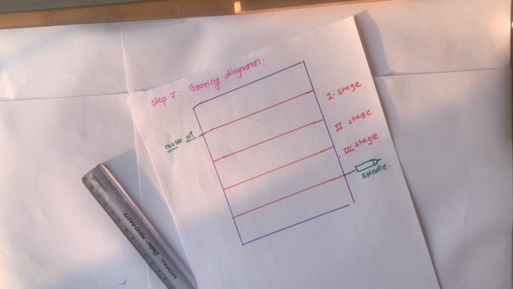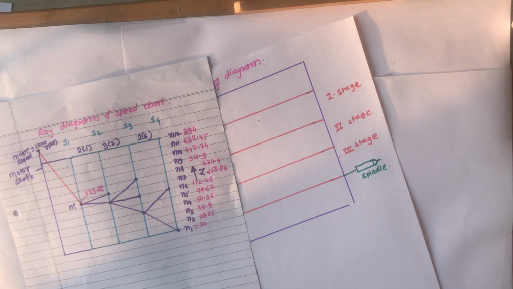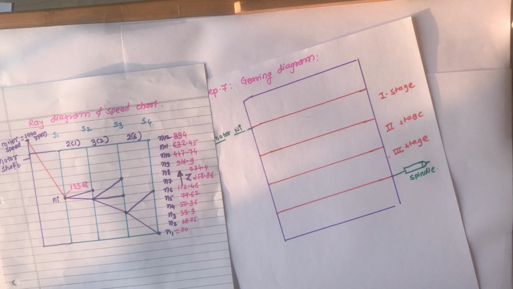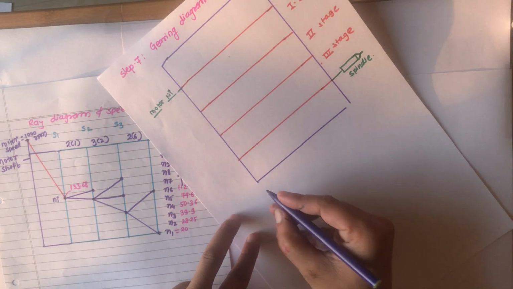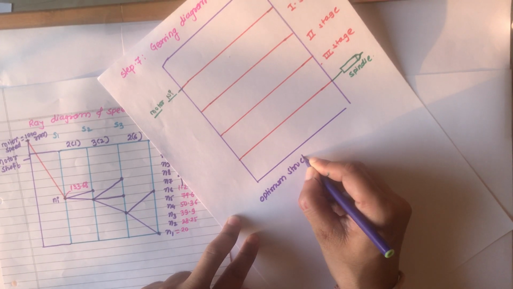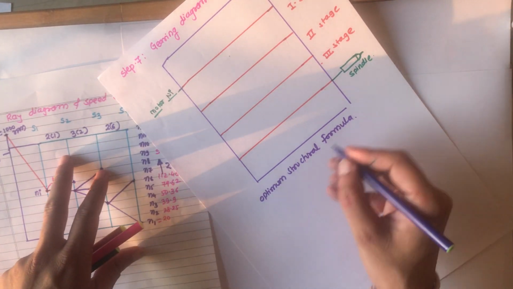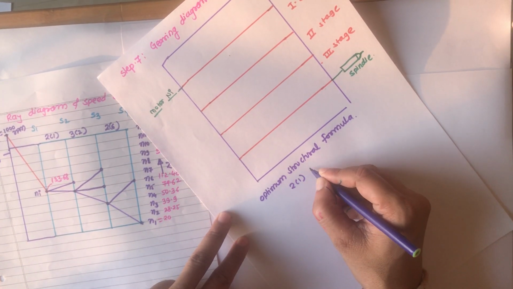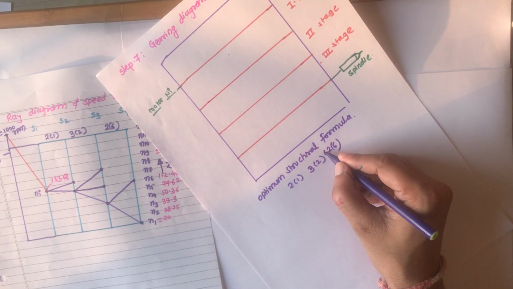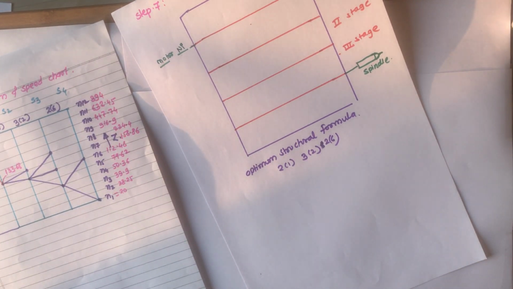Now we know the optimum structural formula, that is 2 1 3 2 and 26. This is your optimum structural diagram.